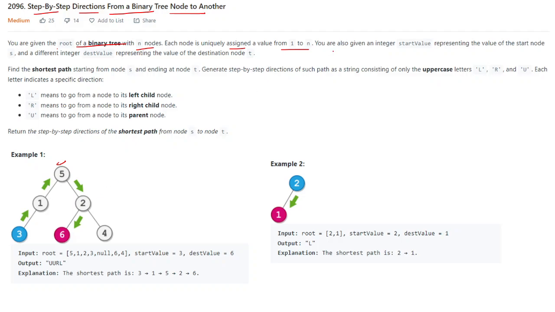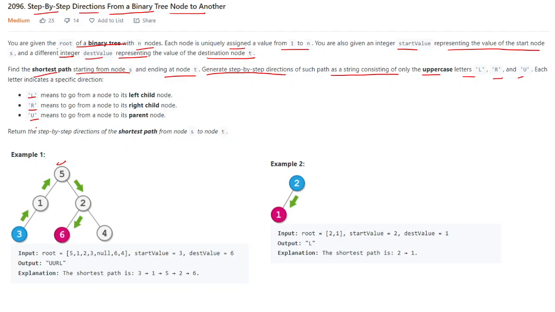You are also given an integer start value representing the value of the start node, and a different integer destination value, dest value actually, representing the value of the destination node. So what you have to do is find the shortest path starting from node S and ending at node T, and generate the step-by-step direction of such path as a string consisting of only letters L, R, U. So basically L means you are going left, R means you are going right, U means you are going up.